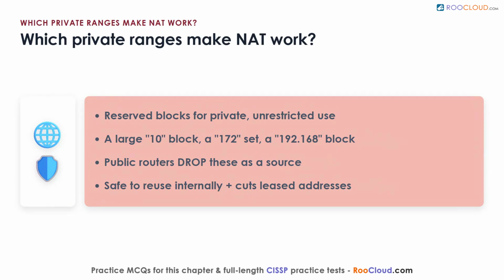There is one large block starting with 10, a middle set of blocks in the 172 range, and a familiar block starting with 192.168 that you see in homes and offices everywhere. Routers on the public internet refuse to carry these addresses, dropping any packet that claims one as its source. That is exactly why they are safe to reuse internally, and why pairing them with translation slashes the number of public addresses you must lease.